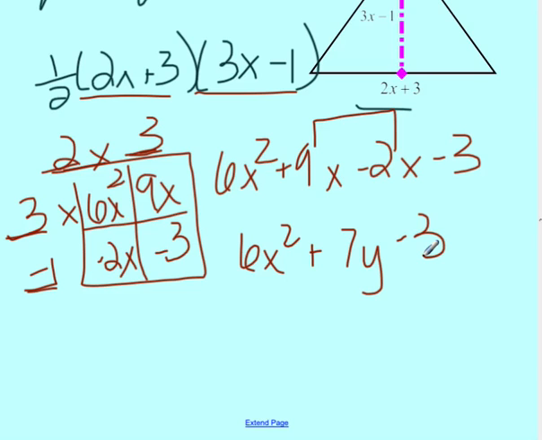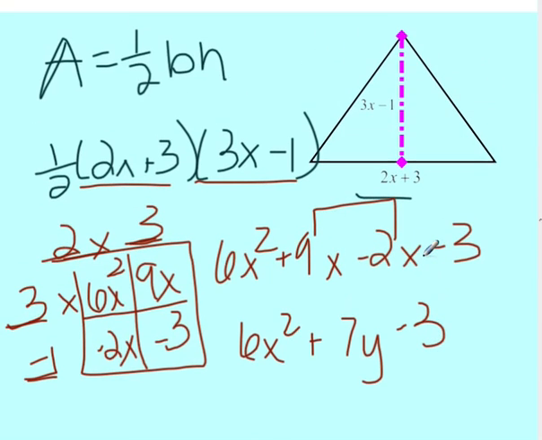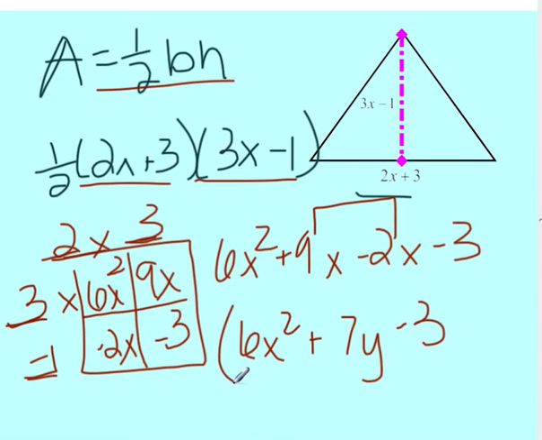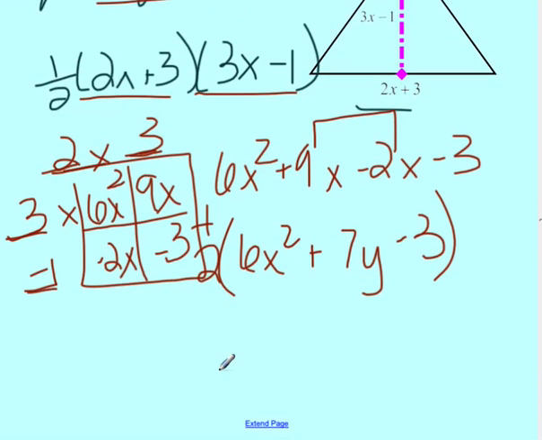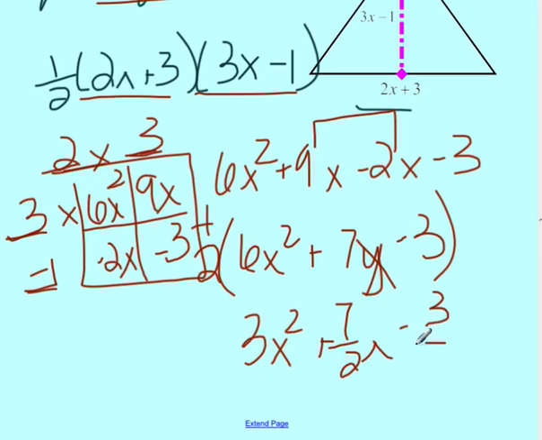Now, that's not quite the area, because if you remember, it's 1/2 base times height. So I have to take this and multiply it by 1/2, which is the same as dividing everything by 2. 6 divided by 2 is 3x squared. 7 divided by 2, I'm going to leave that as 7/2 x. Okay, and then I'm going to leave 3 over 2 as 3 over 2. So this is your area.